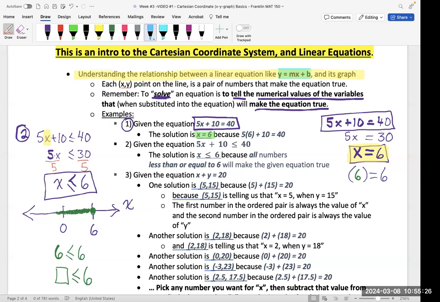I also know if I were to pick a -6 over here and I have -6 on my number line, I also know negative 6 and all of the negative numbers are less than 6. So once I put a dot on every single point that makes my inequality true, I end up having an infinite number of points that make the inequality true.